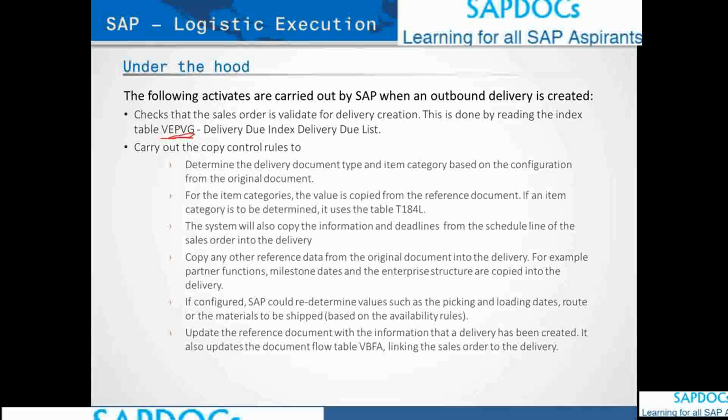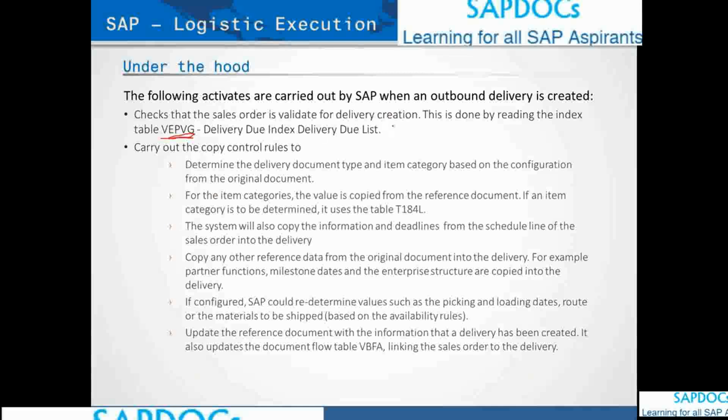If the delivery is not in that table, then there is a rule that's stopping SAP saying that the sales order is now relevant for delivery. So that's a tip for you.